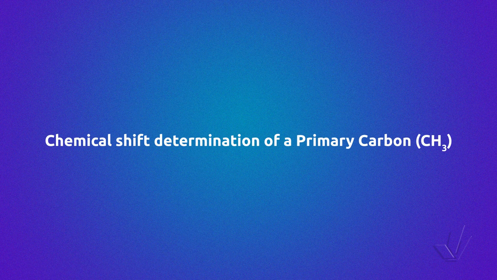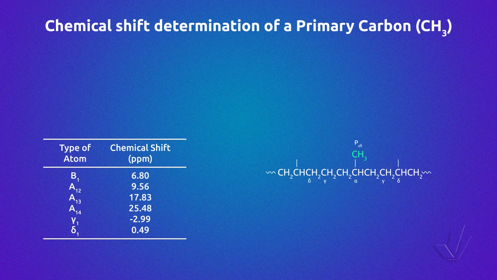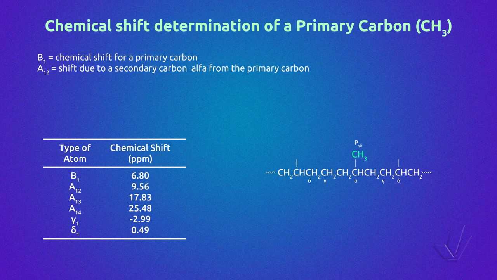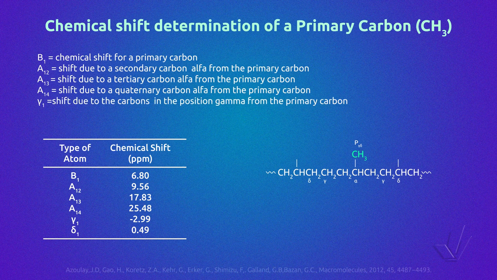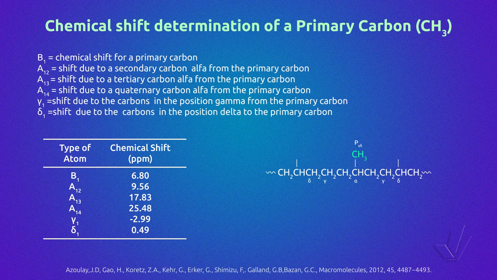If we have to determine the chemical shift of a primary carbon, that is a methyl, we have to use only the part of the table corresponding to B1. B1 is the chemical shift of a primary carbon. A12 is the shift due to a secondary carbon alpha from the primary carbon. A13 is the shift due to the tertiary carbon alpha from the primary carbon. A14 is the shift due to the quaternary carbon alpha from the primary carbon. Gamma 1 is the shift due to the carbon in the position gamma from the primary carbon. Delta 1 is the shift due to the carbon in the position delta to the primary carbon.